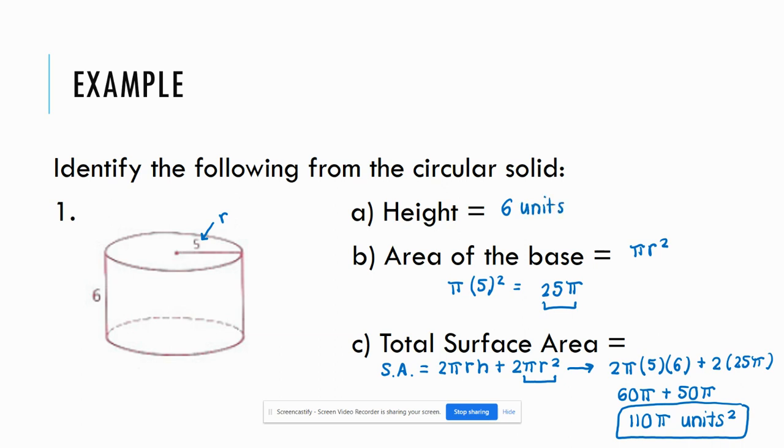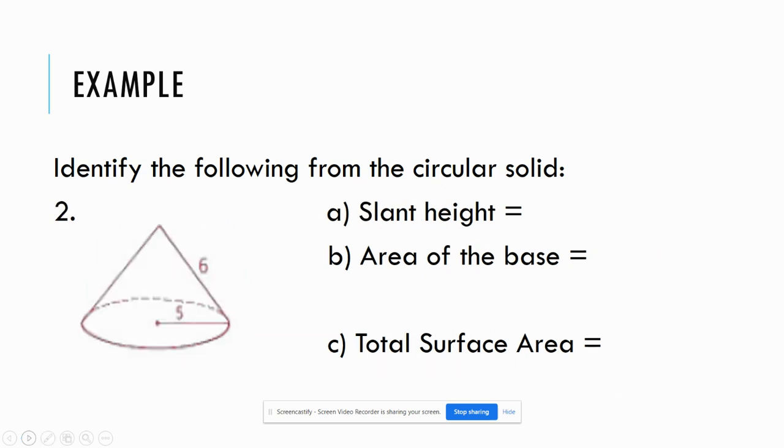All right. If I take a look at this next one, notice how we're looking at a cone. So in part A, it's asking for us to identify the slant height. Remember, the slant height is going to be that lateral edge. That is given to us. That would be 6. And once again, they don't give us units, so if you want, you can put units.